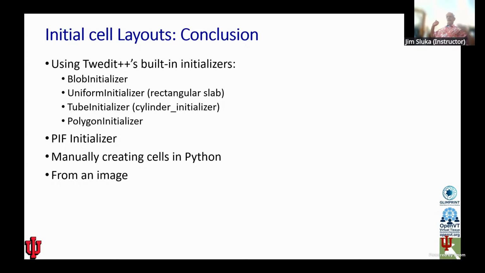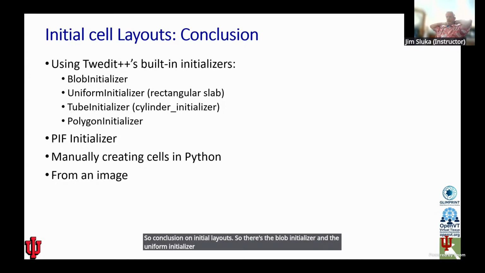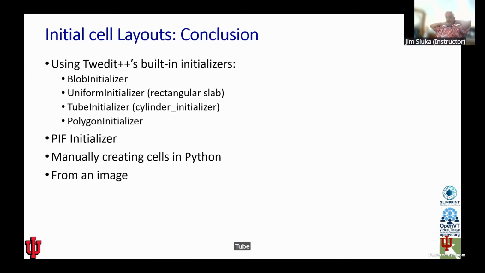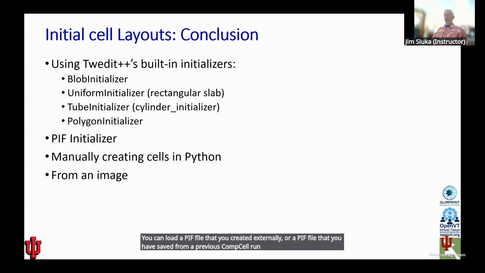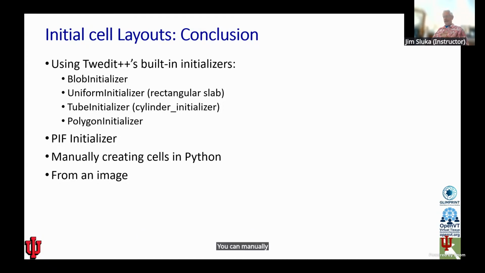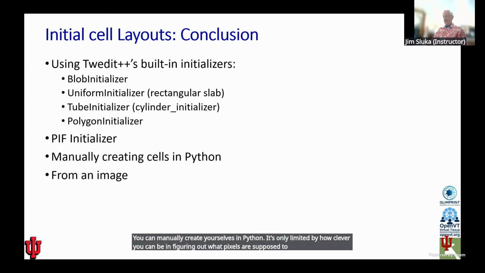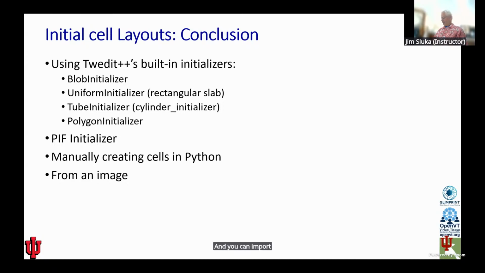So, conclusion on initial layouts. There's the BlobInitializer and the UniformInitializer, which do circular and spherical regions and rectangular regions. TubeInitializer does tubes, as the name implies. PolygonInitializer: you can load a PIF file that you created externally or a PIF file that you have saved from a previous CompuCell run. And you can manually create your cells in Python. It's only limited by how clever you can be in figuring out what pixels are supposed to belong to a particular cell. And you can import an image and use that as a starting point.